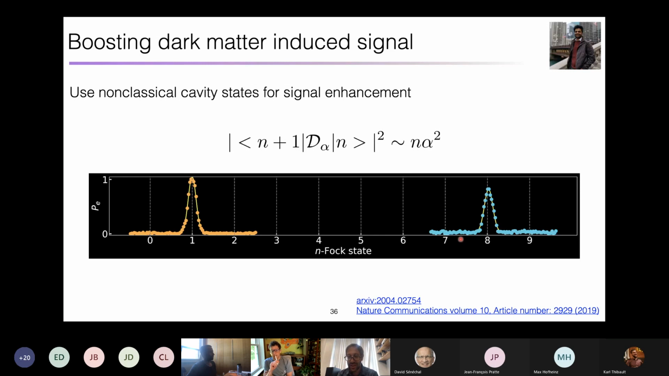Yeah, so this is another thing we're looking into, and we've done it. I would say we've made the states, we've done the experiment. Thus far, I wouldn't say we've definitively seen that it actually improves things once you include all of the errors in making the states and things like that. But it'd be a fun way of really having a quantum enhancement of the signal.